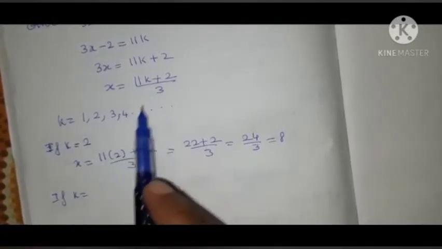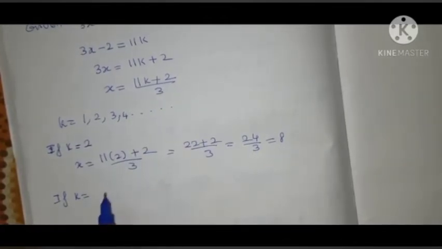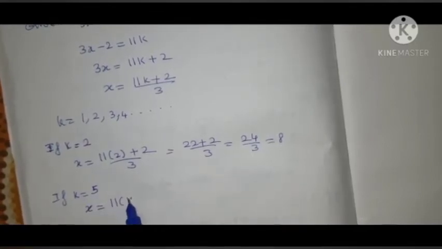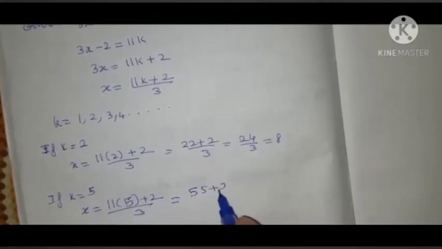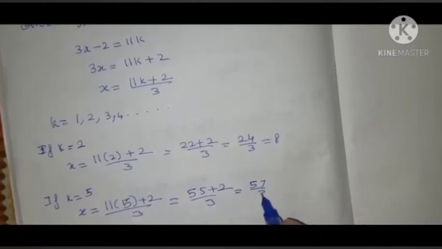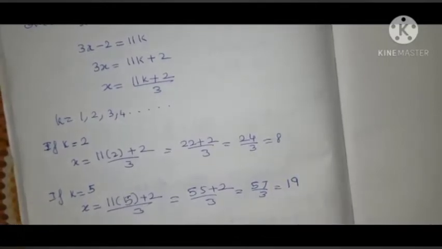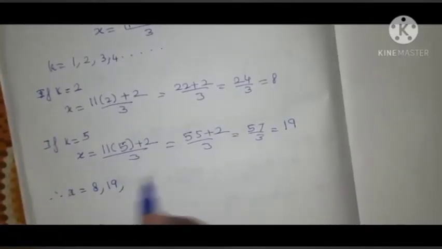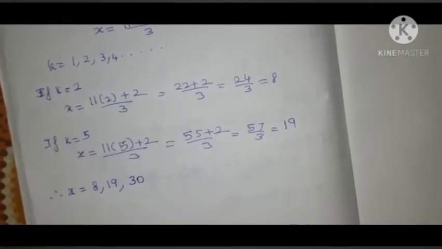k is 5, 55 plus 2, 57. So k is equal to 5. x is equal to (11 into 5 plus 2) by 3, 55 plus 2 by 3, 57 by 3, which is 19. Therefore, x is equal to 8, 19, 30 and so on.